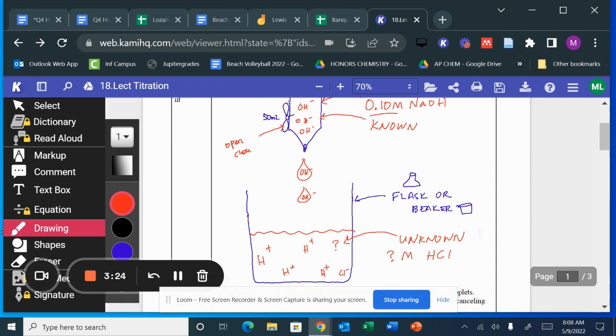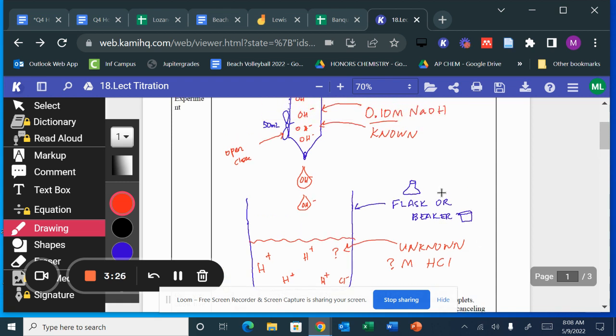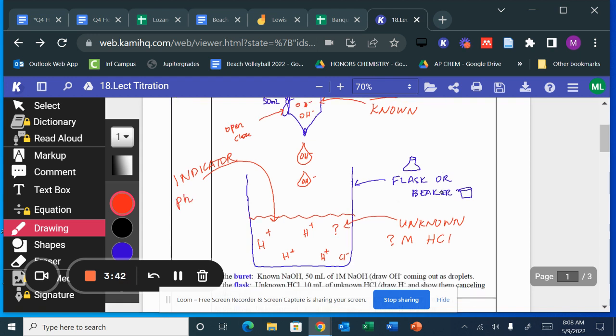Okay, so what you will do is you're going to add the OH minus to the H plus, but you have to add an indicator, something that would change colors so you know that you have matched the amount of H and OH. For this one, we're going to go ahead and use phenolphthalein. Okay, as you remember, phenolphthalein turns pink when the solution turns basic. Okay, so here we go.